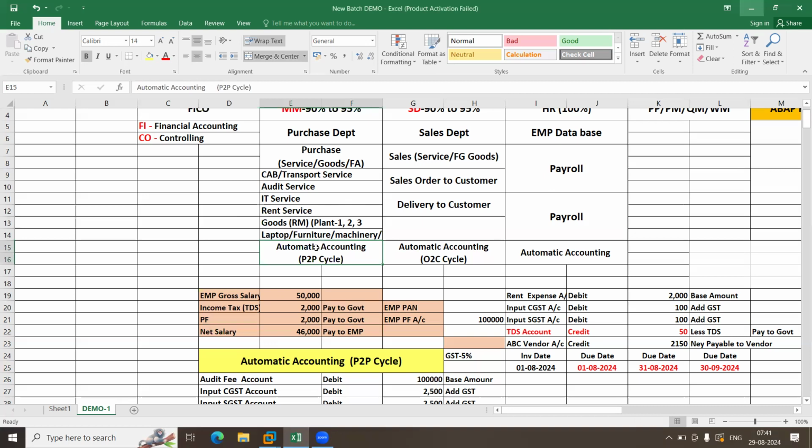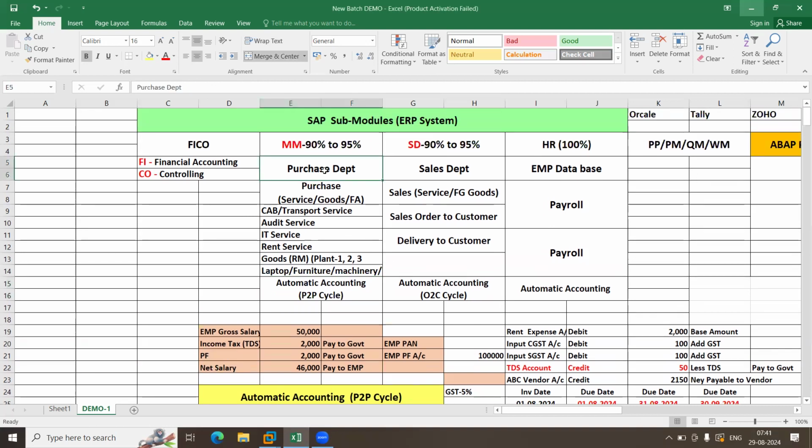Okay, so everywhere the process is going to start from a different module, then it is going to end with the accounting. This purchase process is going to end with the payment, so here we call it the P2P cycle, procure to payment cycle. In this cycle, different levels, different activities, different teams are going to perform.